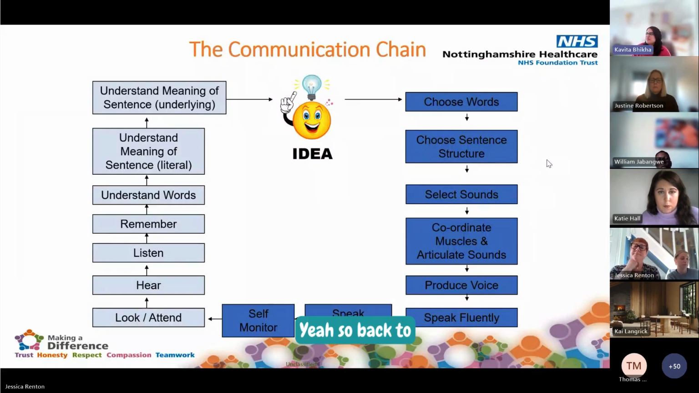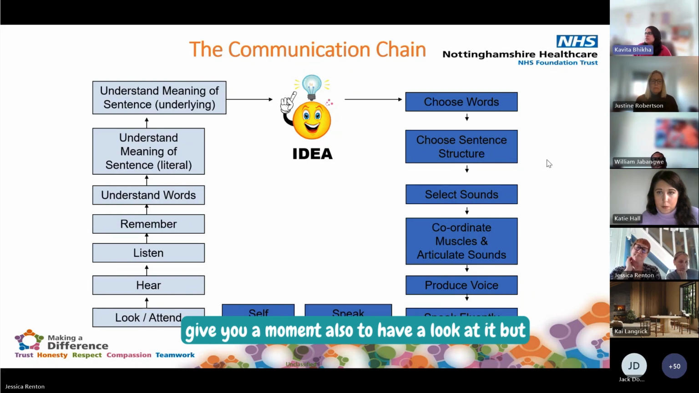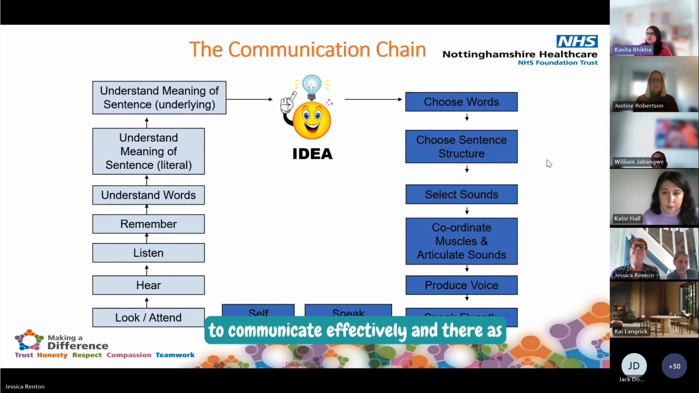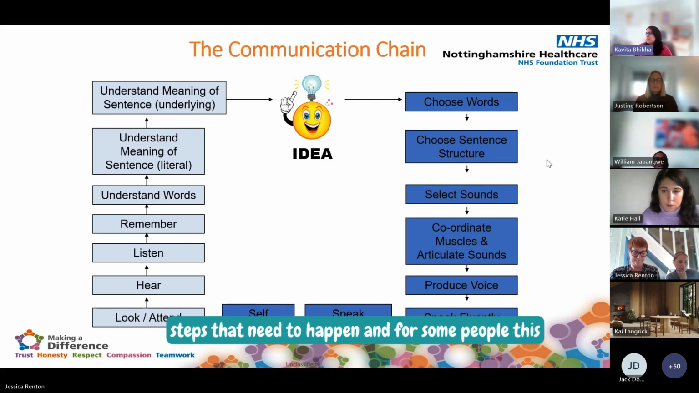Yeah, so back to me. With this diagram, I'll give you a moment to have a look at it, but it highlights the skills that are needed to communicate effectively. And there, as you can see, there are lots and lots of steps that need to happen.